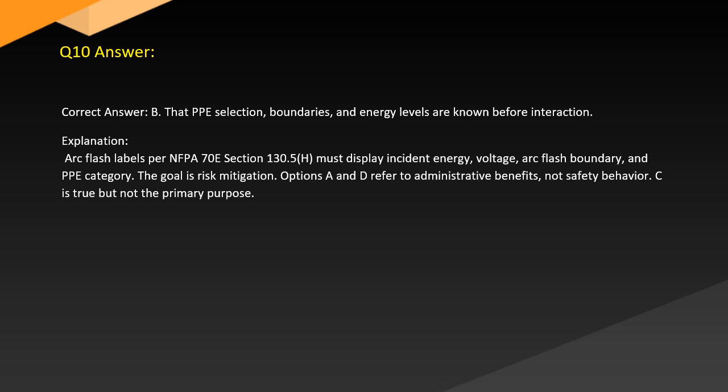Answer. Correct answer B. That PPE selection, boundaries, and energy levels are known before interaction. Explanation. Arc flash labels per NFPA 70E Section 130.5(H) must display incident energy, voltage, arc flash boundary, and PPE category. The goal is risk mitigation. Options A and D refer to administrative benefits, not safety behavior. C is true but not the primary purpose.